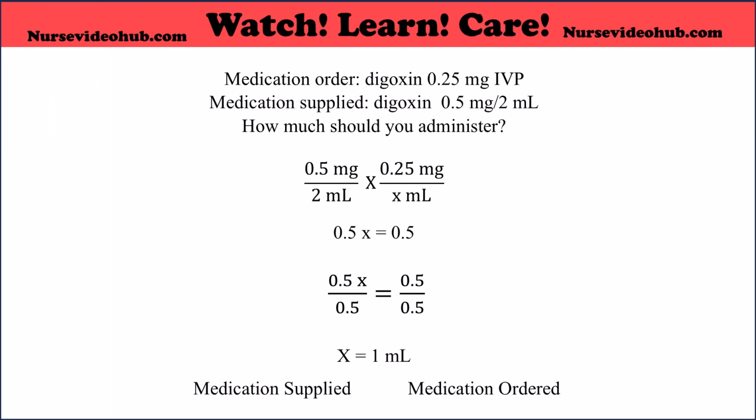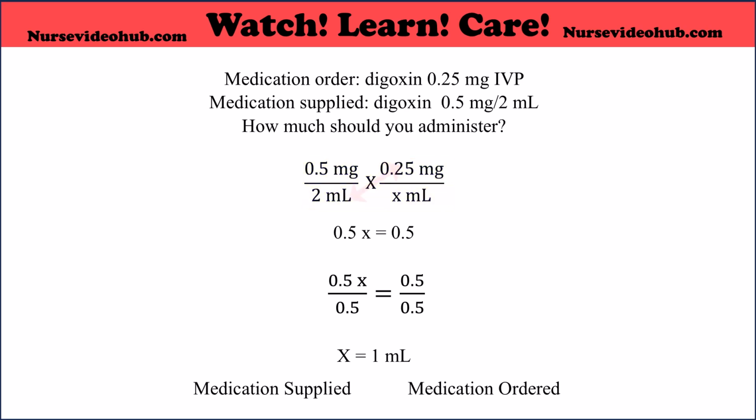Here's an example. Again, the digoxin, 0.25 milligrams IV push. The dose available, digoxin, 0.5 milligrams for every 2 milliliters. How many milliliters will you administer? Set up your proportion. The first ratio is the medication supplied, digoxin, 0.5 milligrams over 2 milliliters. The second ratio is the desired dose, 0.25 milligrams over X mLs. When setting up the ratios, they must be arranged in the same order. Put the medication dosages on the top and the number of milliliters on the bottom.